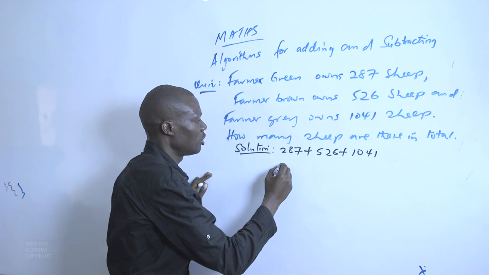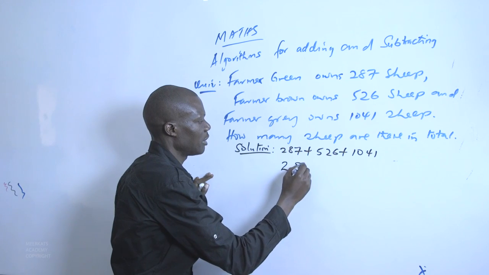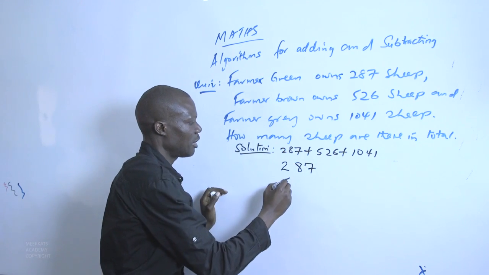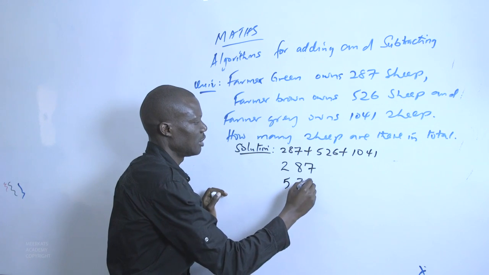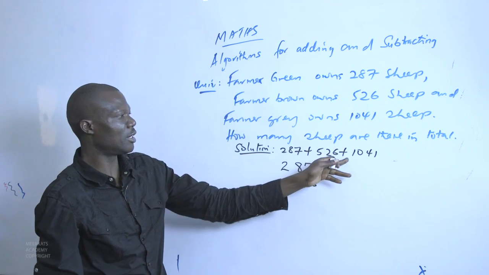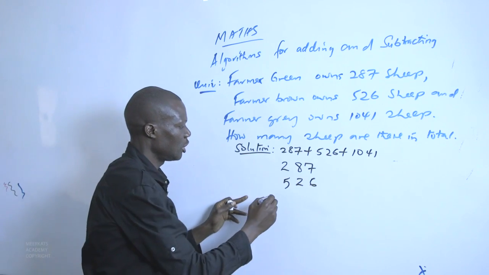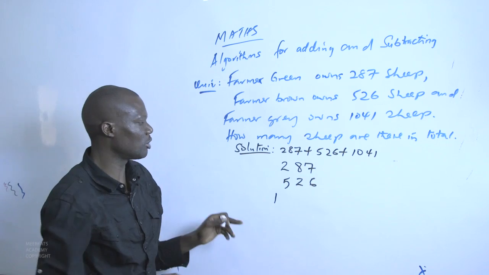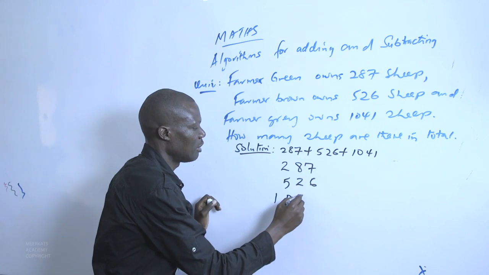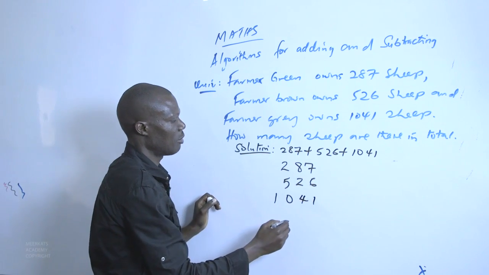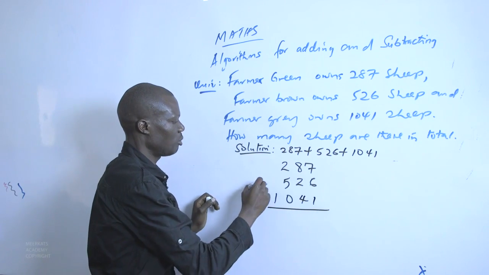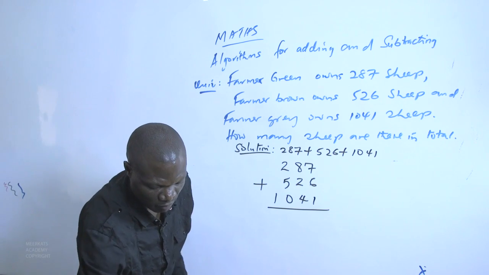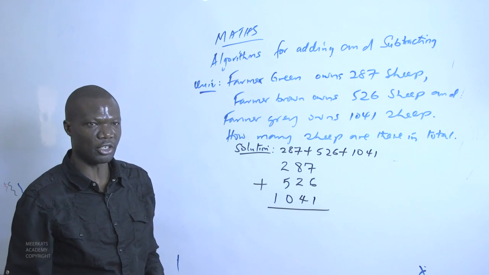So we shall have 287. This is the same as this, 526. This is 1041. So the place value for 1 is thousands, and then 0 is hundreds, 4 is tens, and 1 is ones. And then we shall put our sign there. So we can start working out the problem now to find the total.